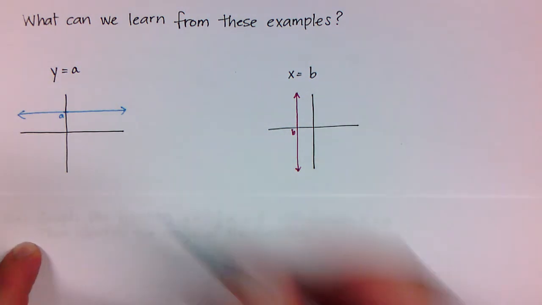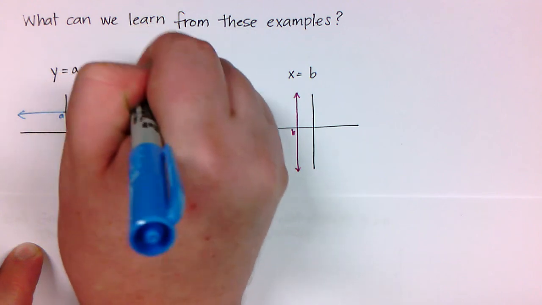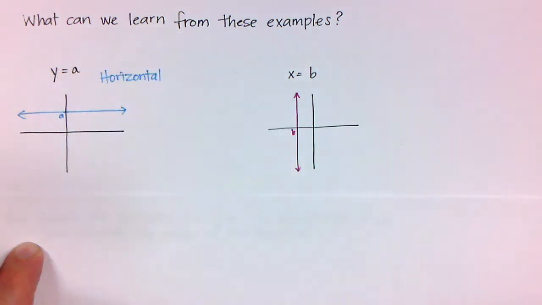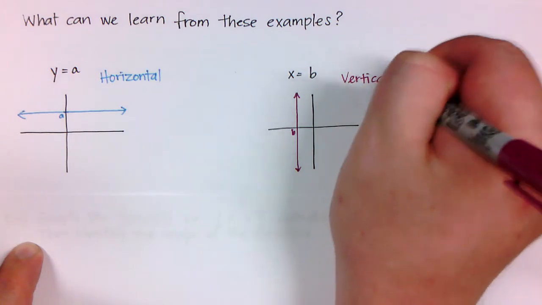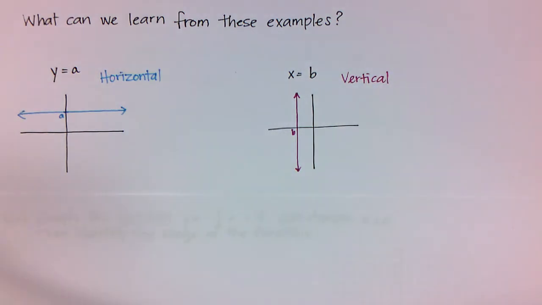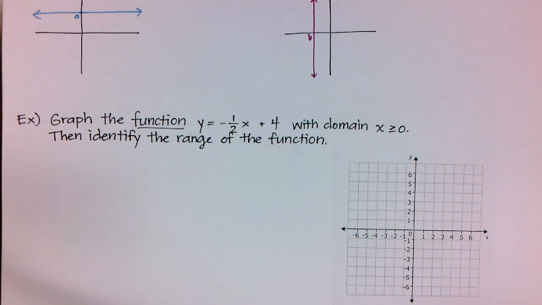Okay, so let's remember this. Y is always going to be horizontal, and x is always going to be vertical. Very rare instances will you see these equations, but you'll know exactly what to do. So we're going to do one final example.